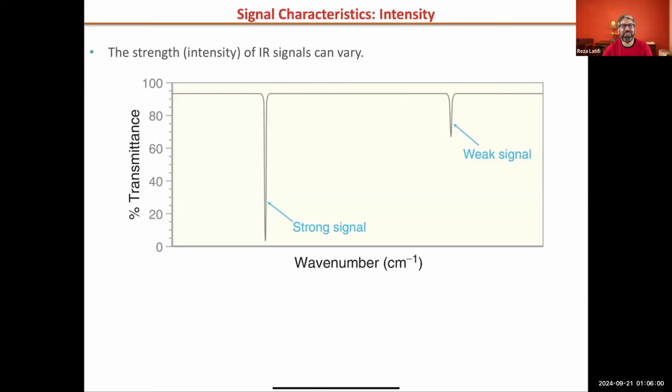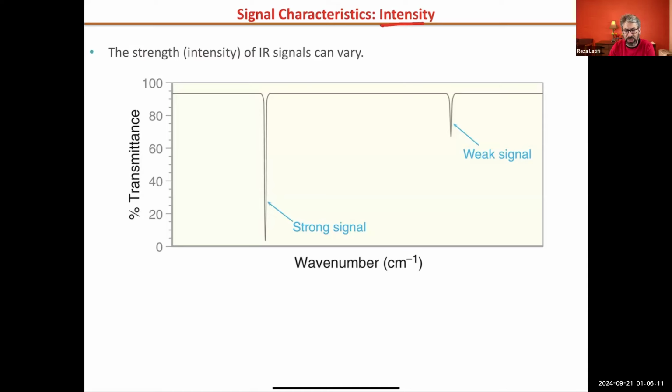Okay, let's go after almost the last part of the IR spectroscopy, and we want to review two concepts when it comes to the spectrums. One is going to be the intensity of the peaks, and the second one will be the shape of the peaks. In this case, I see two peaks. One is a weak signal, and the second one is a strong signal.